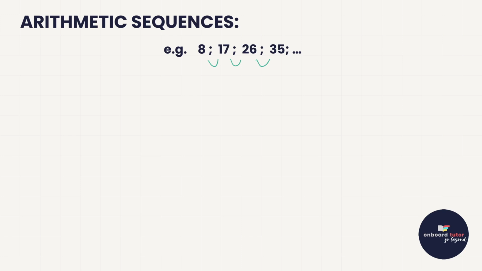So from 8 to 17, I am adding 9. From 17 to 26, another 9 is added. And finally, from 26 to 35, another 9 is added. So we have here a constant first difference. Now, you might be saying, since there is a constant first difference, we are dealing with a linear number pattern, and you are absolutely correct in saying so.